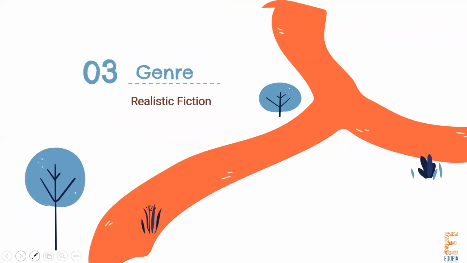Let's move to our third task of today, which is talking about the genres or the type of a text. We have read so many types of text over the year. The one that we are going to focus on is called realistic fiction. What does it mean by a realistic fiction?